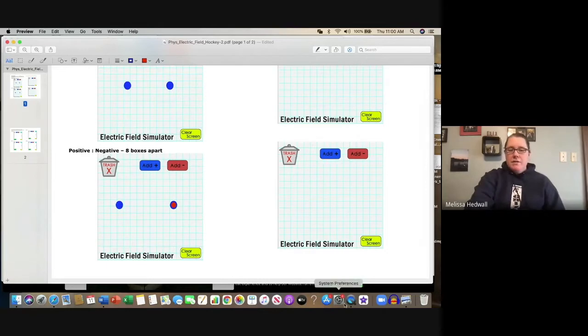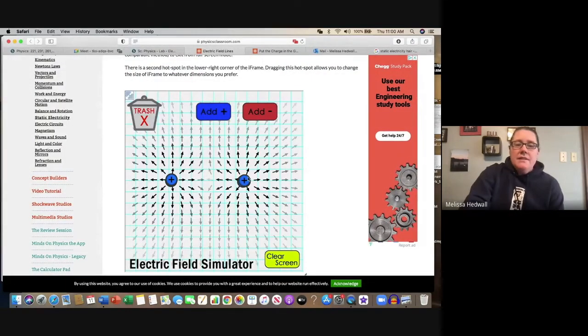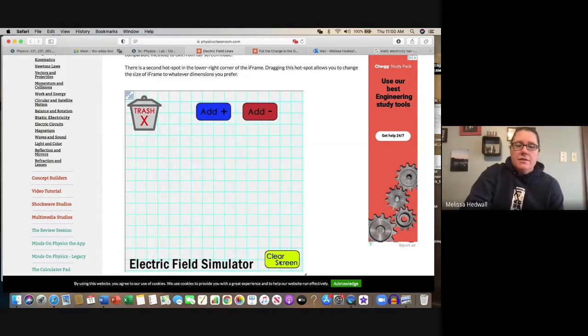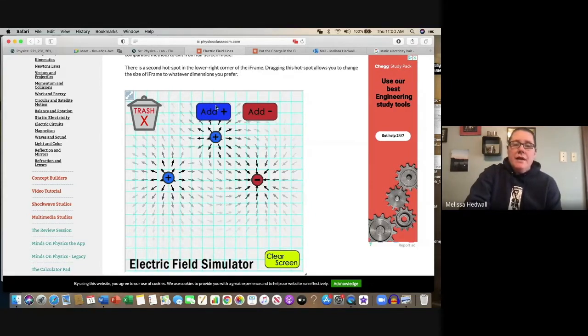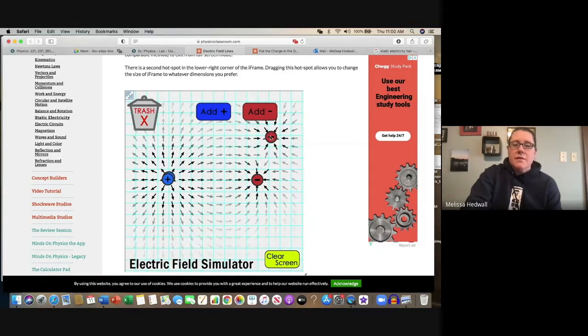We can go back to our simulation. When we do that, I'm just going to clear the screen. I'm going to go positive. I'll do a negative, 8 boxes apart. It'll be about right there. Again, if you want to make it darker, just add some on top. It'll strengthen the electric field around it. And so you'll be able to see that.